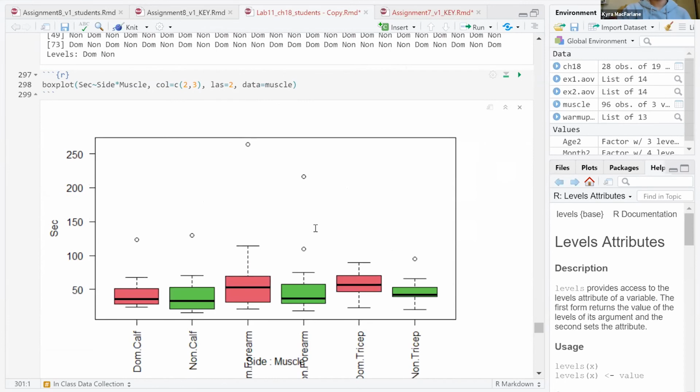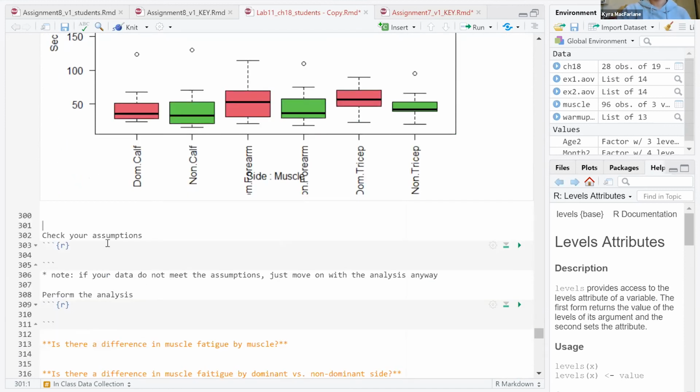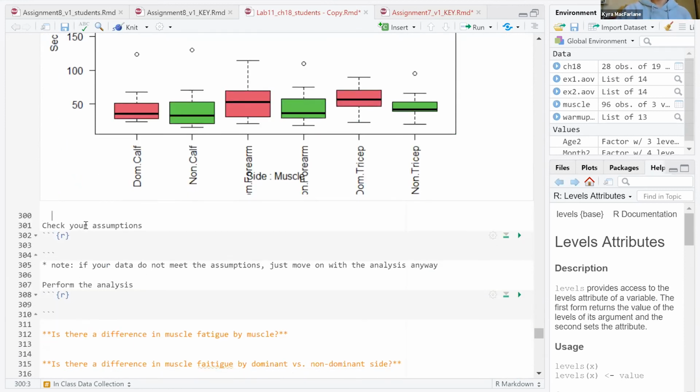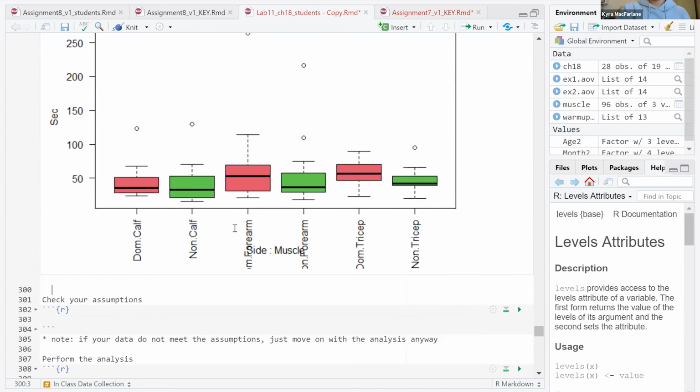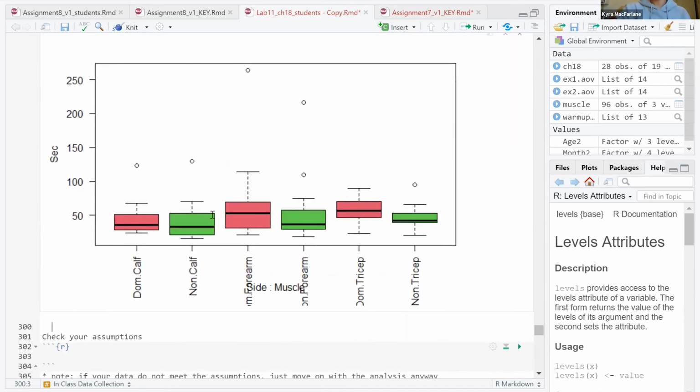Which is fine, but that will make this analysis a little interesting. So let's check our assumptions. Our plot, actually, let's look at our plot a little closer. So we have seconds, we have calf, forearm, tricep organized by the x-axis, and then our colors are alternating dominant, non-dominant, dominant, non-dominant, dominant, non-dominant.